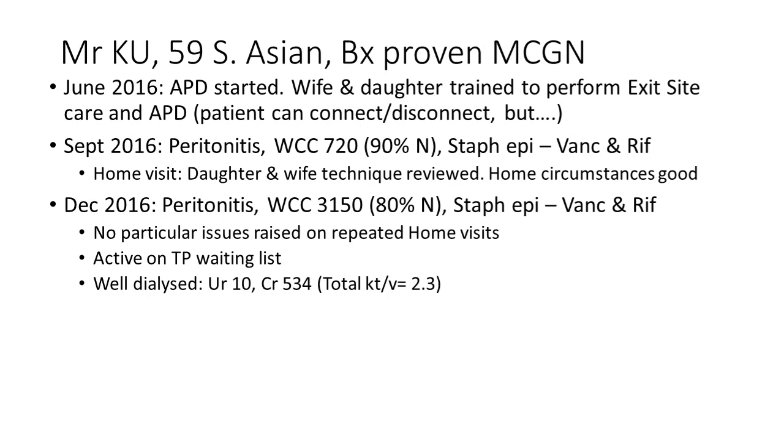We did the same thing again. We tried to do root cause analysis. We went on another home visit. The daughter and the wife were again reviewed. We couldn't find any particular issues that were missed on the previous visits. So we hoped again that maybe this was another one-off, because otherwise he was doing extremely well on PD. He was well rehabilitated, he was getting about, we had activated him on the transplant waiting list, and for those who go for small solute clearances, he was clearly getting good dialysis with a total Kt/V measured at 2.3.